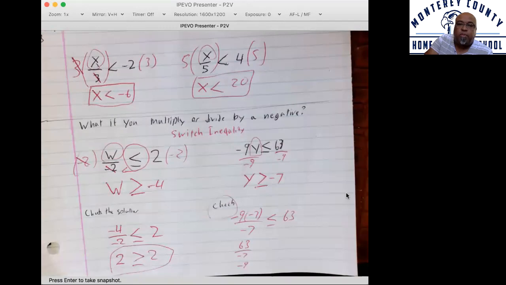So just remember, if you're multiplying or dividing both sides of the equation by a positive integer, then do it just like you would an equation, and the inequality sign stays the same. If you're multiplying or dividing both sides of your inequality by a negative integer, then switch the sign to its opposite. For example, if it's greater than, switch it to less than. If it's less than or equal to, switch it to greater than or equal to.